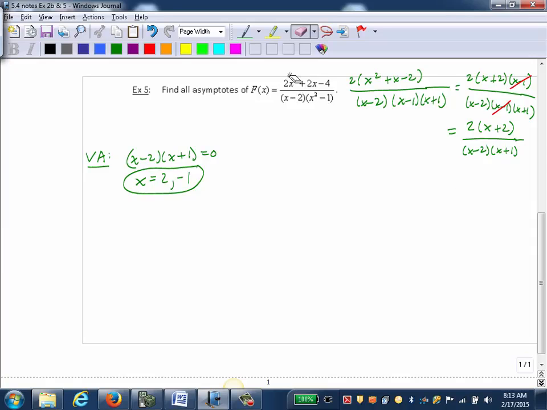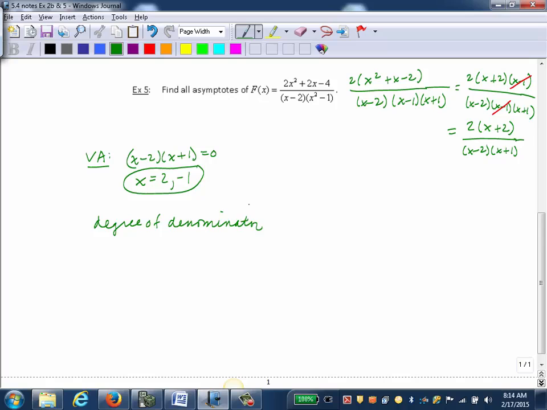So if we look at the original function, the degree of the numerator is 2, it's an x squared. In the denominator, the degree would be 3, because we've got x to the first here, x squared here, so if we multiply that all out, we get x cubed. So the degree of the denominator is greater than the degree of the numerator. And that tells us that we have a horizontal asymptote, which I'll abbreviate HA, at y equals 0.